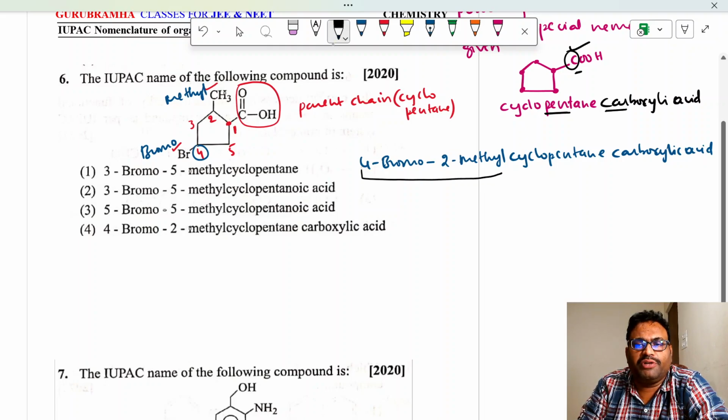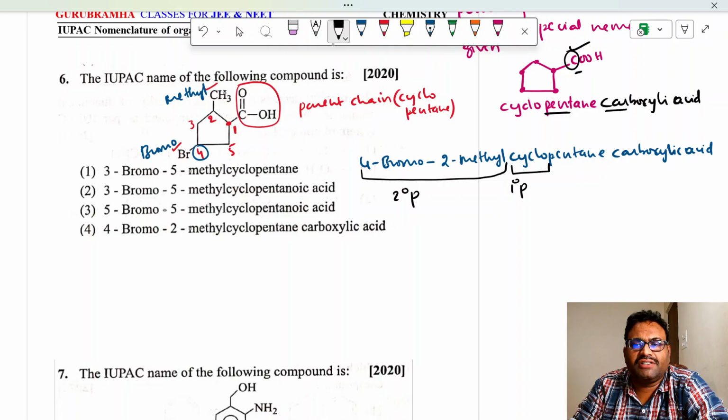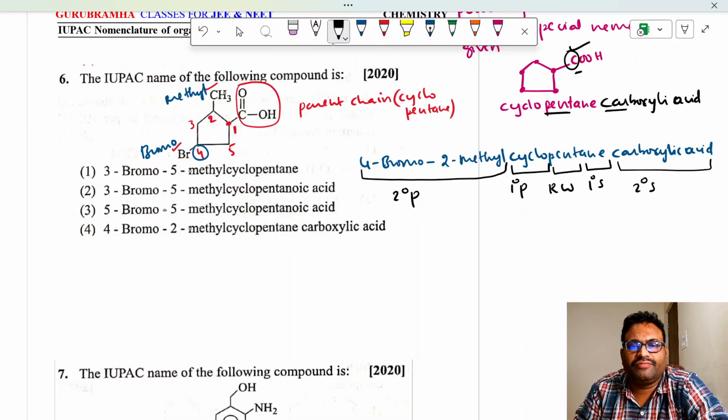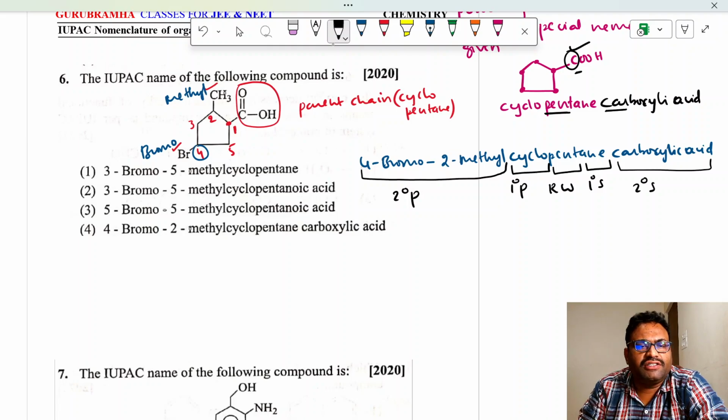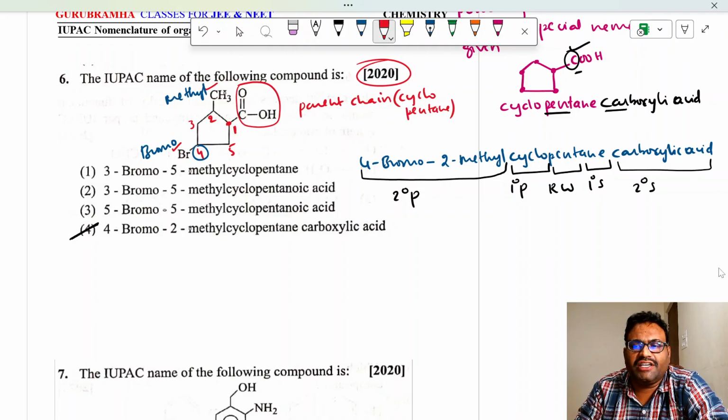If you see the 5 parameters, 4-bromo and 2-methyl come under secondary prefix. Cyclo comes under primary prefix. Pent comes under root word. Ane comes under primary suffix. Carboxylic acid comes under secondary suffix. So in this compound we are finding all the components which are used to write the IUPAC name. Understood? So what is the answer here? This will be the answer, fourth option. It was given in 2020 JEE Main. Let us see the next question.